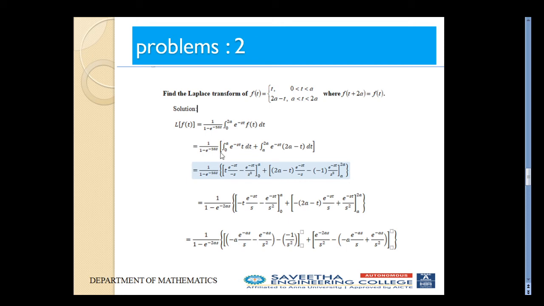So for 0 to a, there are two functions, so we can apply integration by parts, or we can apply the Bernoulli formula here by taking u equal to t and dv equal to e power minus st. We get t into e power minus st by minus s, minus e power minus st by s square, 0 to a. Similarly here, taking u as 2a minus t and dv as e power minus st dt, we get these two terms. Apply the upper limit minus lower limit, and here also a to 2a. Then further substituting, e power minus 0 is 1, and here also on substituting these two values.